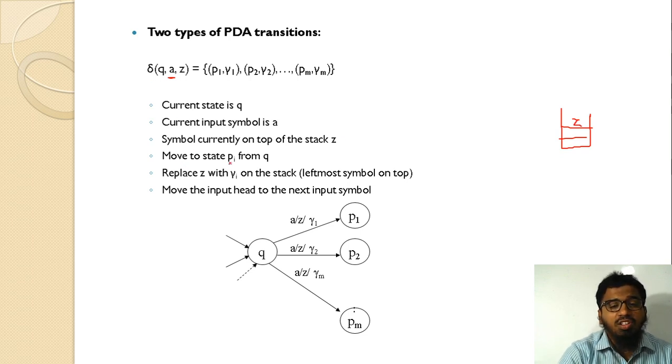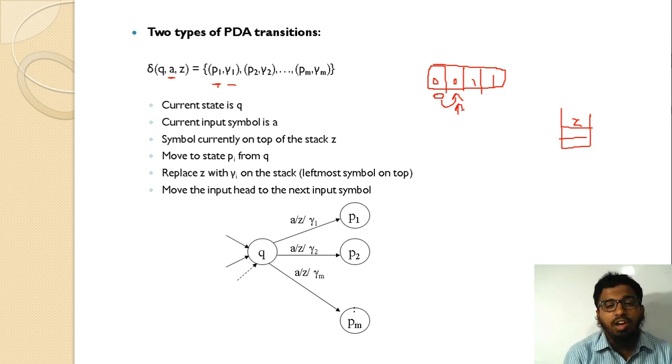Okay. Move to state Pi from Q. So that is Y1, or we can say this is tau I, on the stack, leftmost symbol on the top. Move the input head to the next input symbol. So whenever we have inputs like 0 0 1 1, when one is finished, our pointer moves the input head to the next input symbol. Okay. First it will do this, then second, third, and so on.